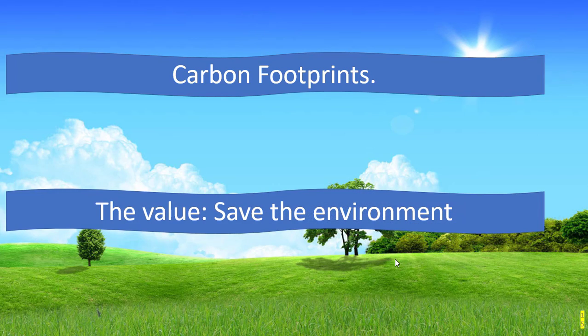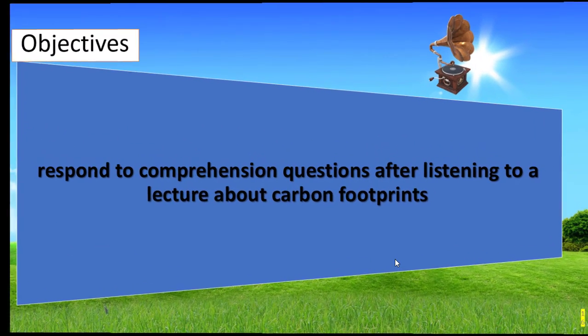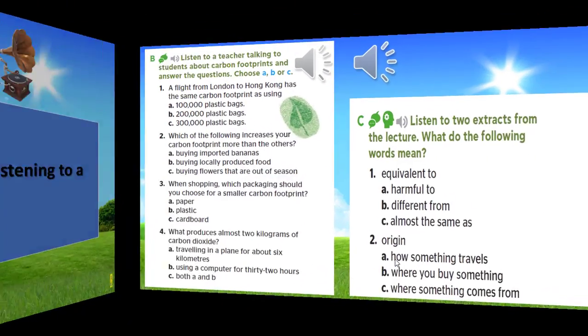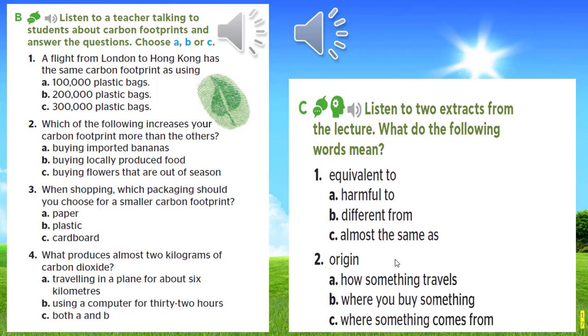Now, the value we take from this video is to save the environment. The final objective of this lesson is to respond to comprehension questions after listening to a lecture about carbon footprints. Let's listen. Module 6, A Modern World. 6a. Listen. B. Listen to a teacher talking to students about carbon footprints and answer the questions. Choose A, B, or C.